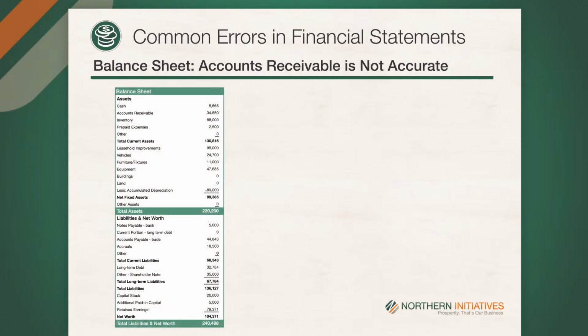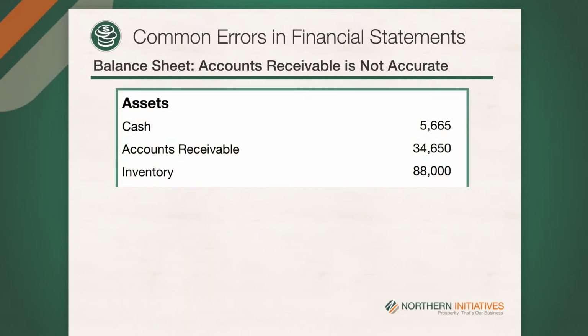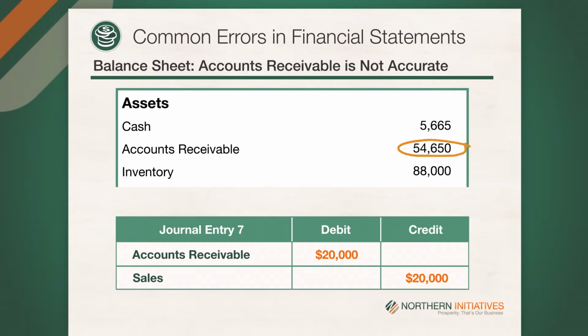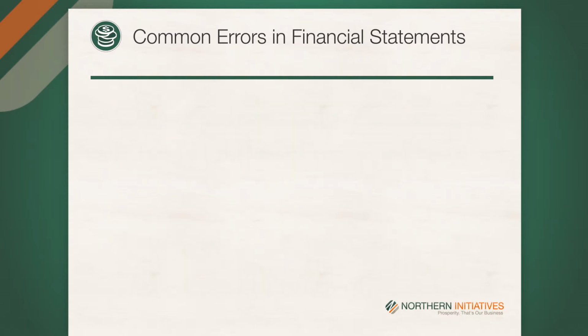Accounts receivable is reported as $34,650. Now, the owner knows that a sale was recently made on credit for $20,000 and is not reflected in the current accounts receivable amount. In reality, this error would also affect cost of goods sold and inventory, but we'll assume those entries have been made. To record the new accounts receivable of $20,000, a debit is made to accounts receivable with a credit to sales. Next, we'll review the fixed assets section for a common error.